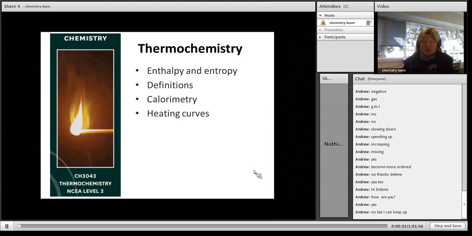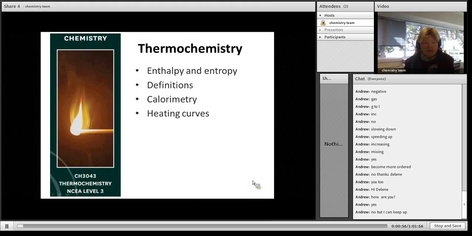Okay, so what we're going to do is revise entropy again, that we did last time, because it's been a while since you've seen it, and enthalpy, because that's a new term. You did meet it at level 2, but let's just revise it for level 3. Then we're going to look at a lot of definitions which you need to know and be able to use, and then we'll look at some calculations using calorimetry and heating curves.